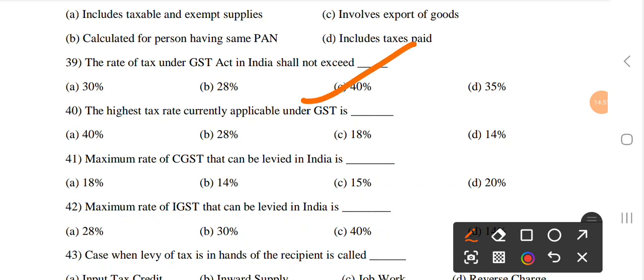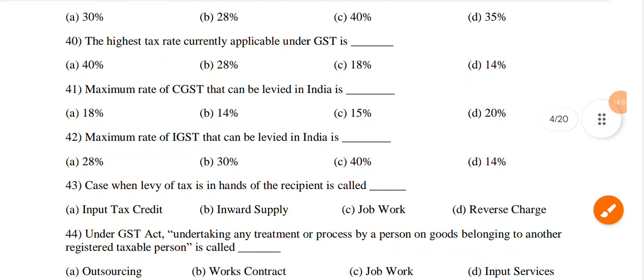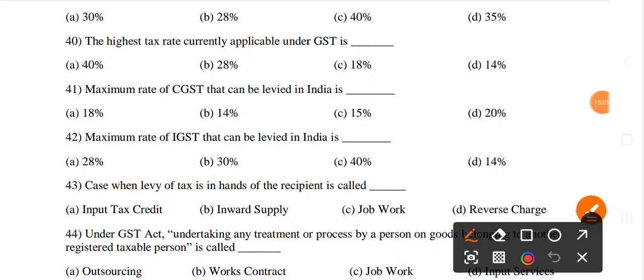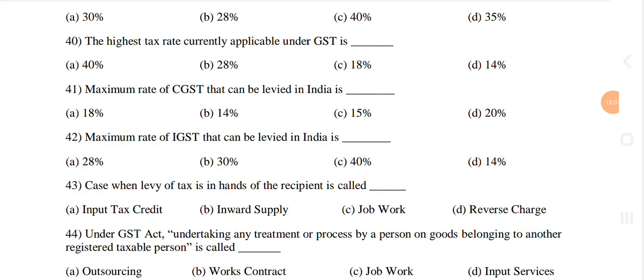Next question. The highest tax rate currently applicable under GST is dash. Option A 40%, option B 28%, option C 18%, and option D 14%. The correct option is B 28%.